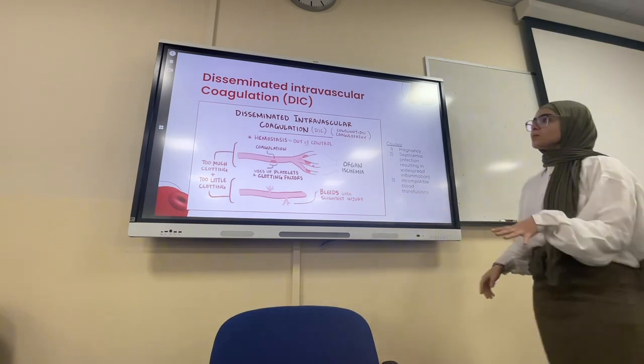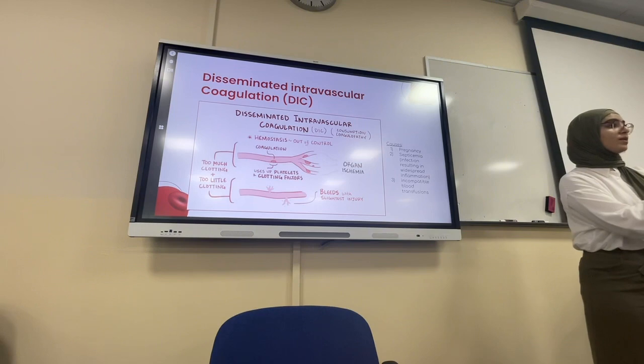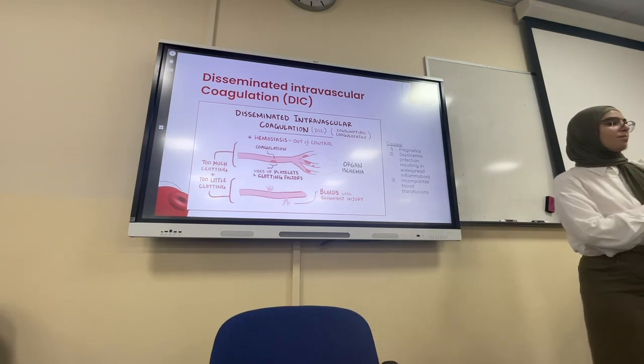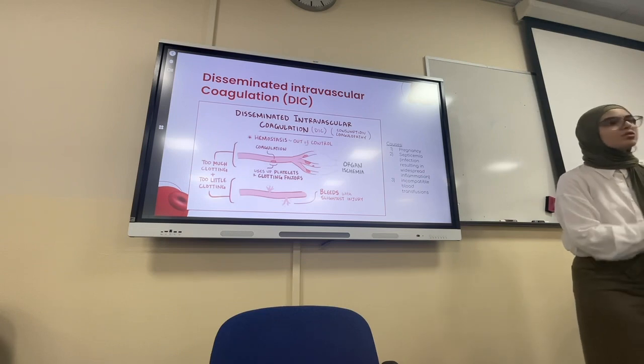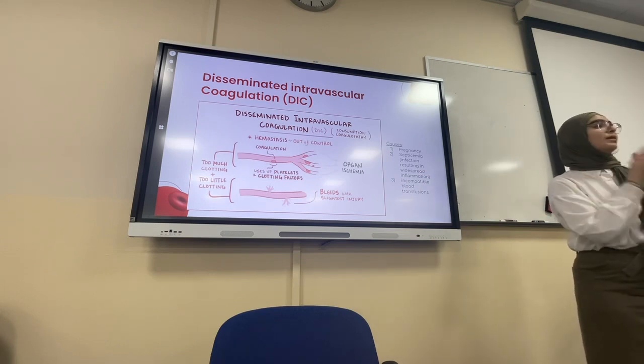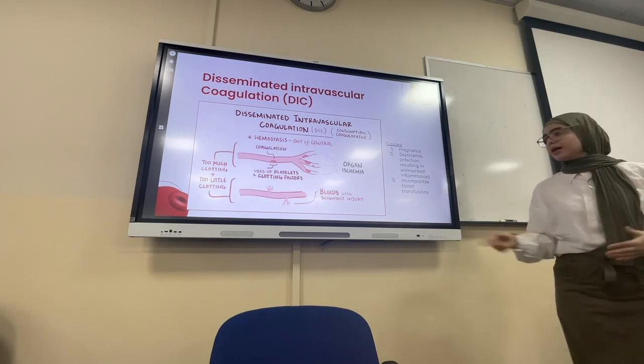Okay, the last thing that we have, disseminated intravascular coagulation, which is basically both of them together. I'm going to have random clots in the body, but at the same time in intact blood vessels, I am going to have clots, and then there could be bleeding. So this could happen and this could happen, a combination of both. And that's it.